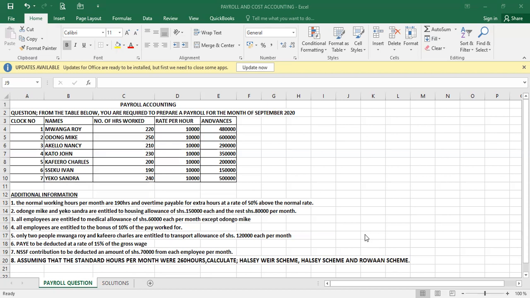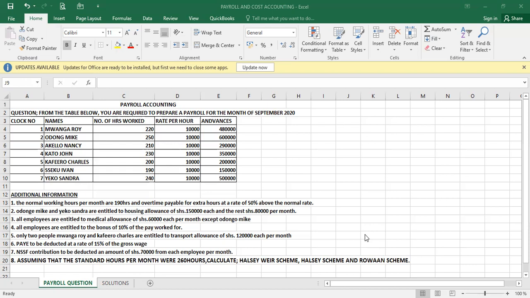Then the fifth one is saying only 2 people, Mwanga Loy and Phil Charles, are entitled to transport allowance of 120,000 each month, meaning it's only these two. When it comes to the transport allowance, we are supposed to allocate for only these 2 people. They are the ones who are supposed to receive the 120,000 per month. Remember, this payroll we are preparing is a monthly payroll.